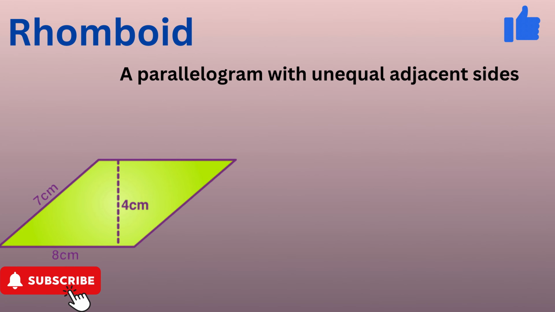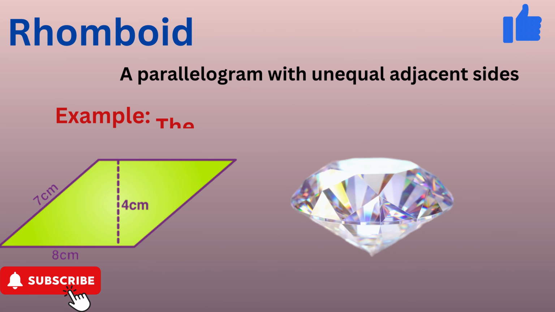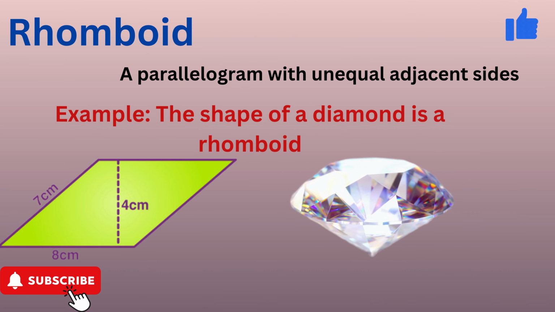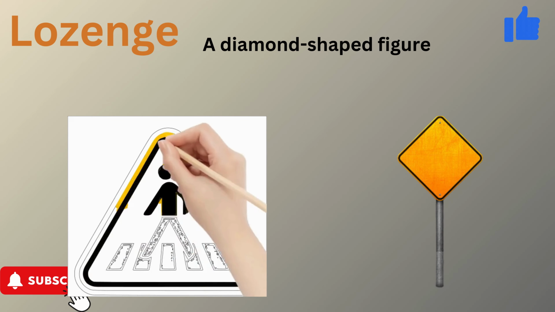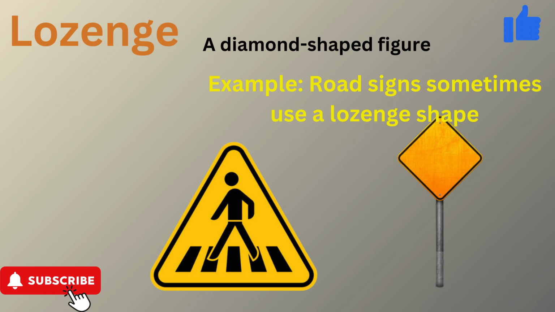7. Rhomboid, a parallelogram with unequal adjacent sides. Example, the shape of a diamond is a rhomboid. 8. Lozenge, a diamond-shaped figure. Example, road signs sometimes use a lozenge shape.